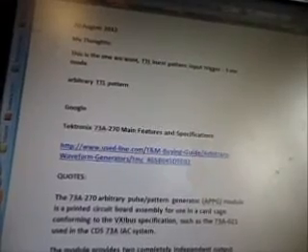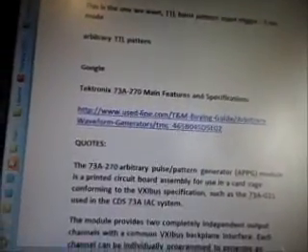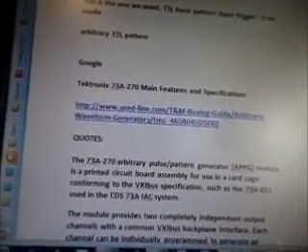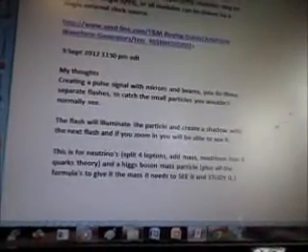Electrons, let's go scoot down here. August 20th, my thoughts. This is one we want, the TTL burst pattern input trigger 3ms mode, arbitrary TTL pattern. So I'm going to Google Tektronix 73A270 main features and specifications. And I don't think I'm going to get through this video in time.